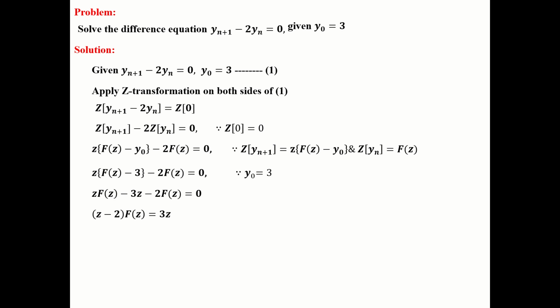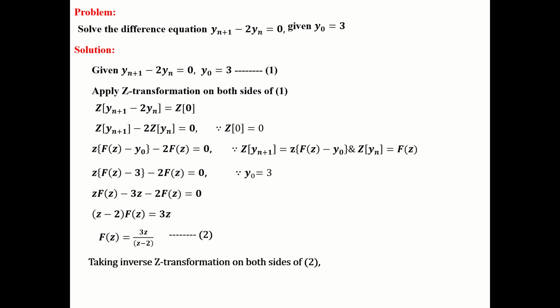So the first term z and the last term minus 2: (z minus 2)F(z) is equal to, taking the minus 3 to the other side of the equality, you will get plus 3. Therefore F(z) is equal to 3 over z minus 2. Bringing it to the denominator of the right side, F(z) equals 3z by z minus 2. That is equation number 2.